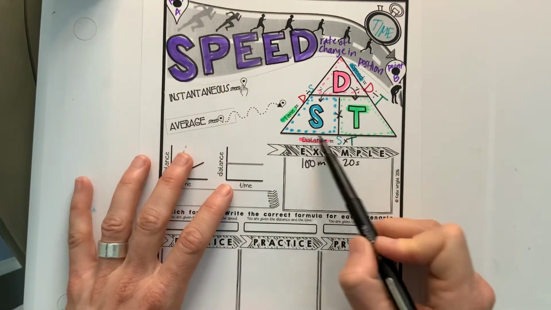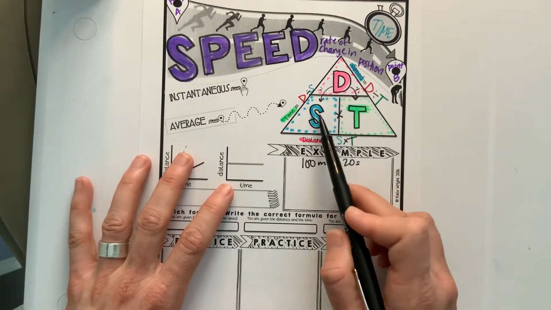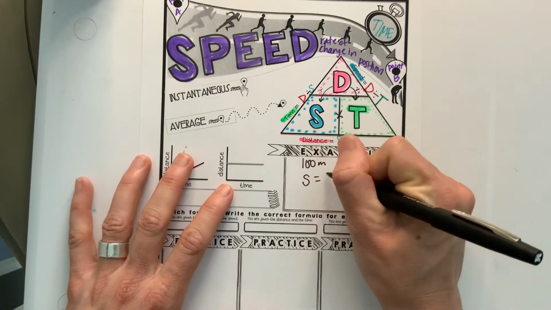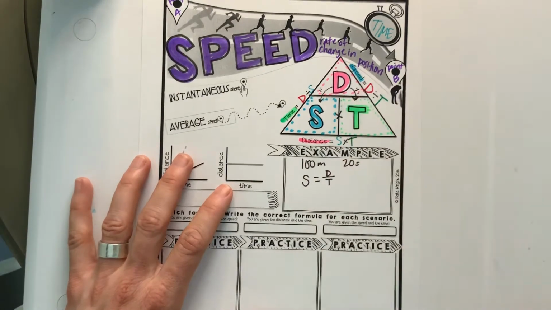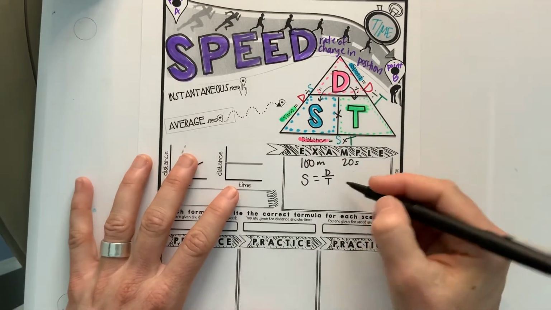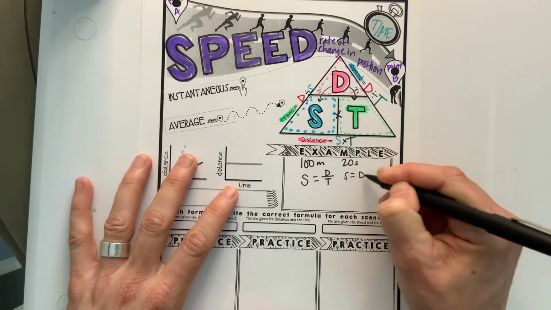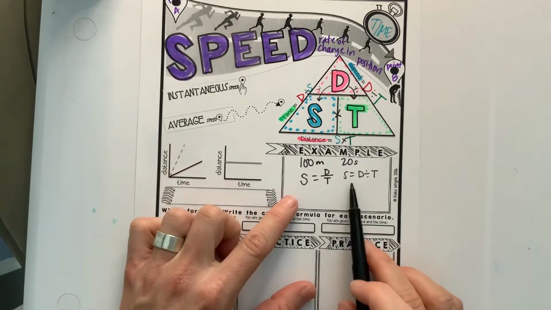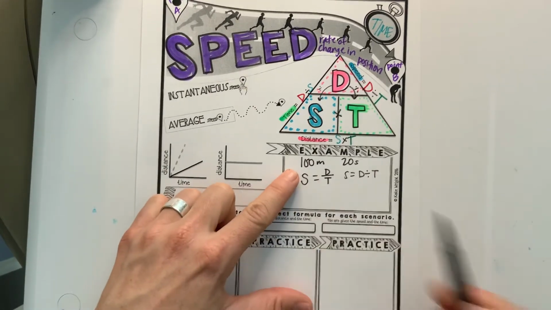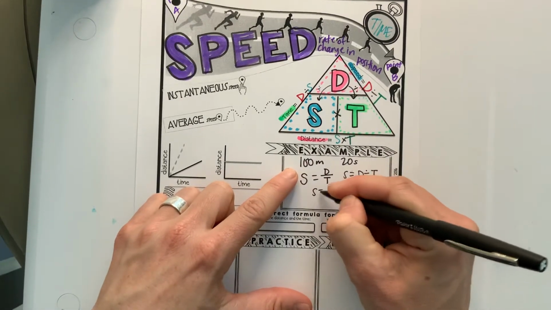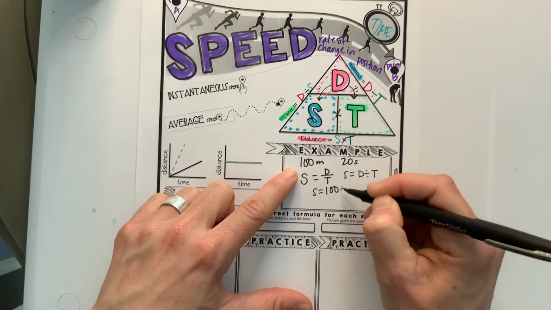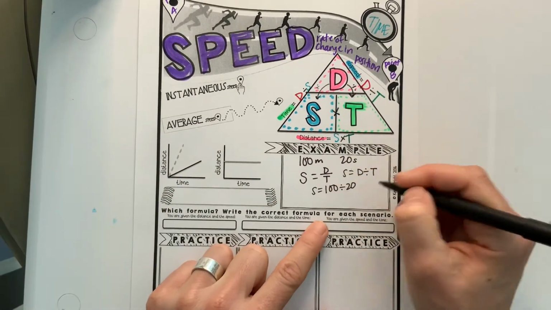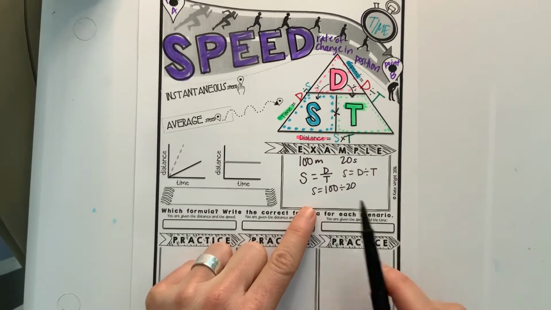So if the unknown is the speed, I'm going to use my little formula here. Speed equals distance over time. So I'm going to write that here. Speed equals distance over time. You also could write it as speed equals distance divided by time, if that's easier for how you do it. Okay, so our distance, it's 100 meters. So I'm going to now plug that in. Speed equals 100 meters divided by time. It took them 20 seconds. And so now I can solve for S, or my speed.